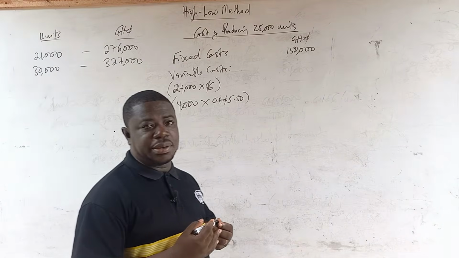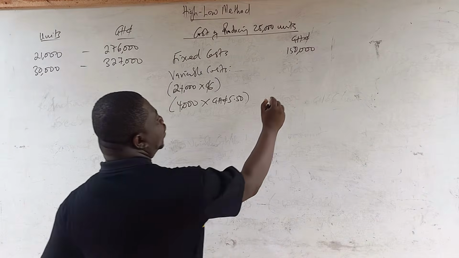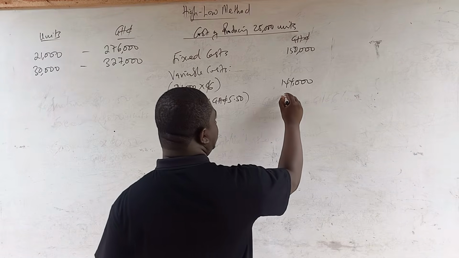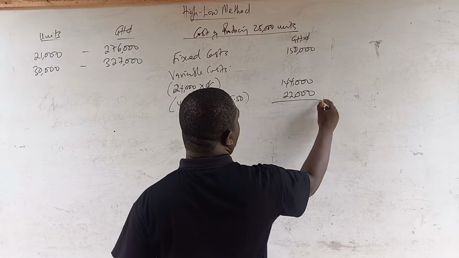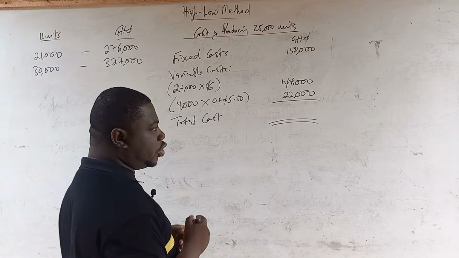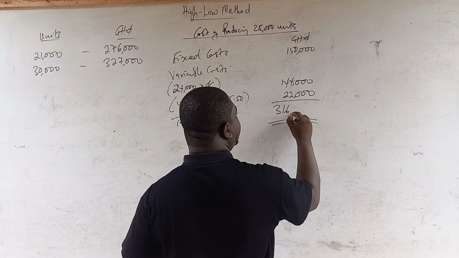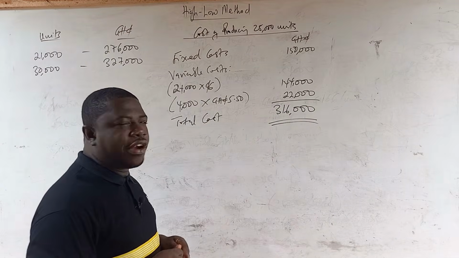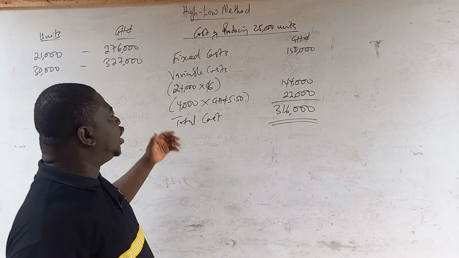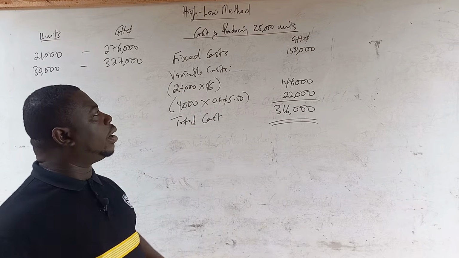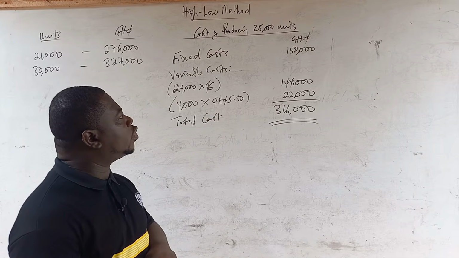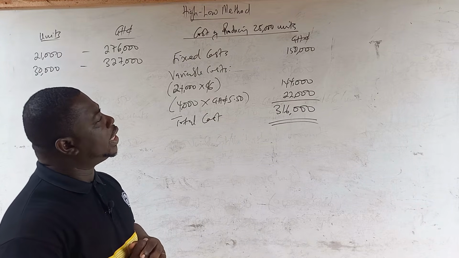And so 24,000 by 6 cedis is going to give us 144,000. And then 4,000 by 5 cedis, 50 pesos is going to give us 22,000. And so our total cost of producing 28,000 units is going to be 316,000 Ghana cedis. Very, very simple to estimate. So you see, once you have two different variable costs per unit and each of them apply to different ranges, this is how you go about estimating the cost of producing any units at all. And this is the total cost of the 28,000 units.